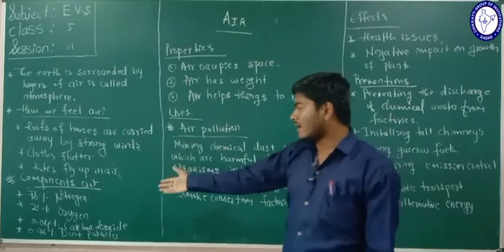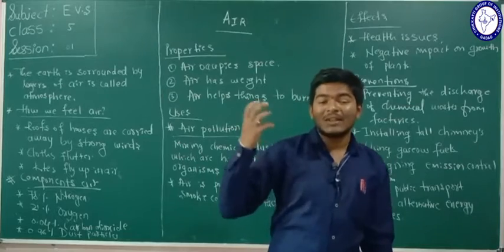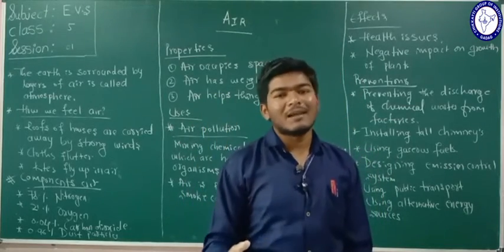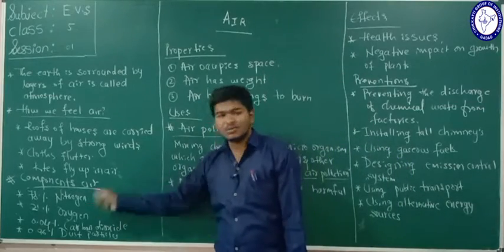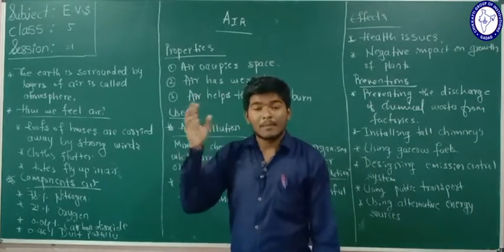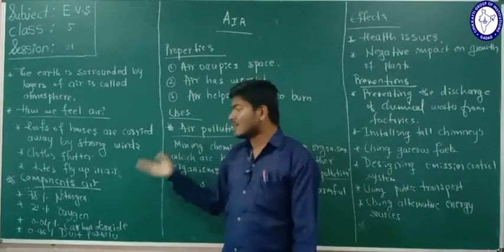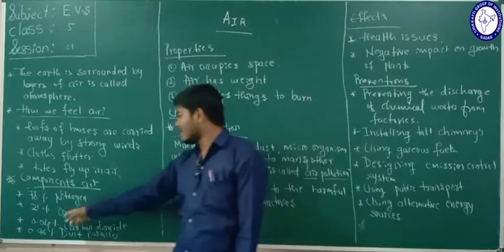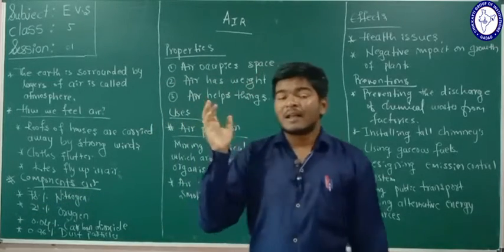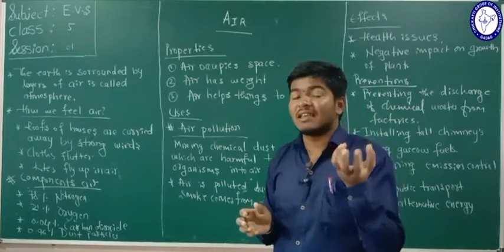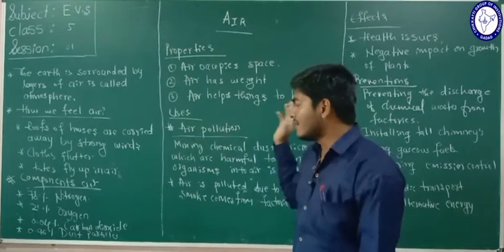And 21% of the air is oxygen. Oxygen is the most required element for living beings, and nitrogen is also required for the plants. We have to remember the percentage of oxygen present in the air, which is 21%. This 21% oxygen is most essential for living beings for respiration.